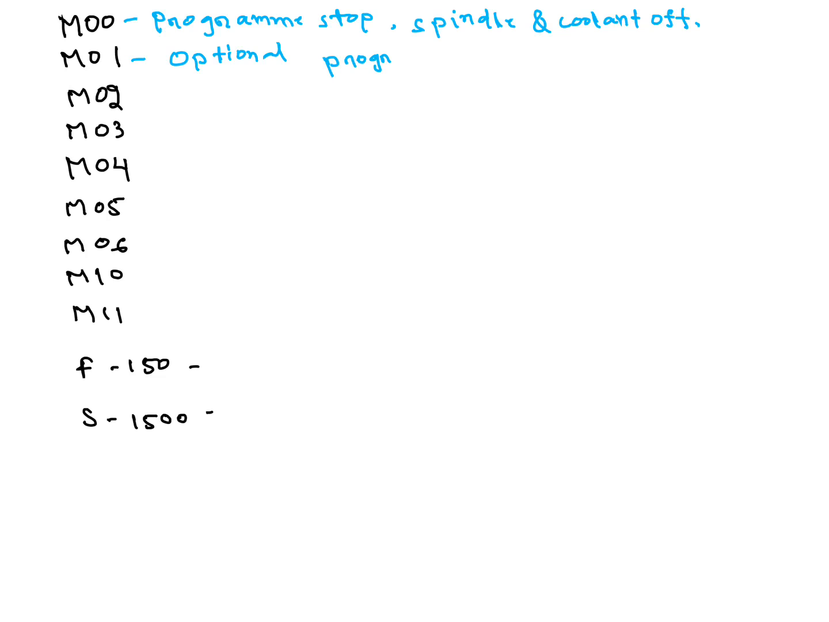Then here M code. M code is for miscellaneous functions. M00 is for program stop, spindle and coolant off. Then M01, optional program stop. Then M02, end of program.